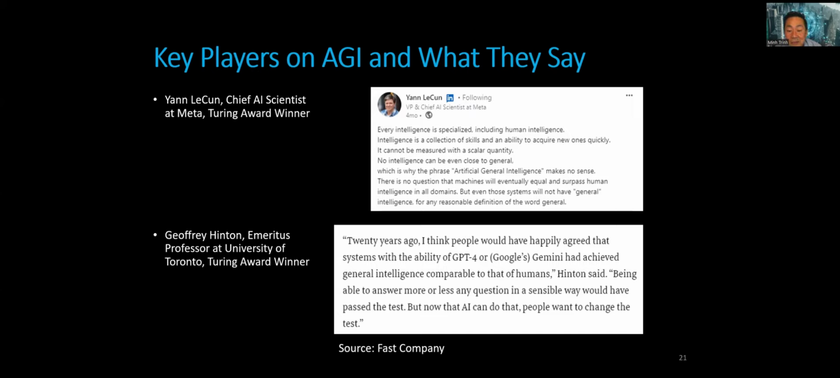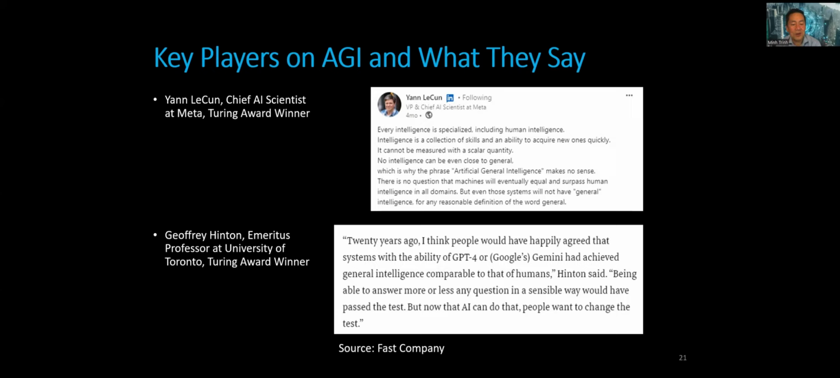he said that. It seems he's saying that even people don't have general intelligence. I'm not sure how you should read it, but he says AGI makes no sense. I don't know, it's what they think, and I don't know if I agree with him. There's no question that machines will eventually equal and surpass human intelligence in all domains, but even those systems will not have general intelligence for any reasonable definition of the word general. So it would be a collection of narrow, specialized intelligences, and in each domain we will achieve superhuman intelligence and the machines will beat us. But he thinks we won't be able to have an AGI. Yet he's doing research on it, so I don't know what his view is. Now, the second Turing Award winner, in fact, they won it at the same time.